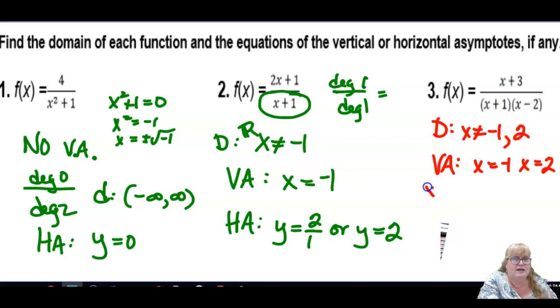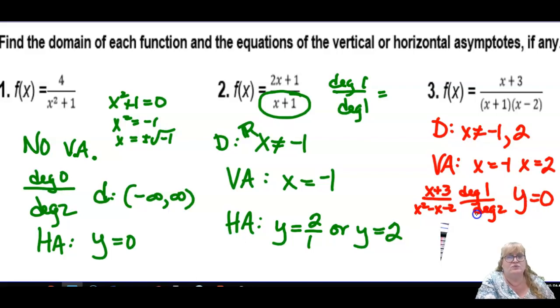If we FOILed the top, the top is degree 1. But if we FOILed that bottom together, and you really don't have to, you'd get x squared minus x minus 2, which is degree 2. You should notice that because it has an x times an x, so it's degree 2. So therefore it's bottom heavy, so it approaches y equals 0 as the horizontal asymptote. All right.